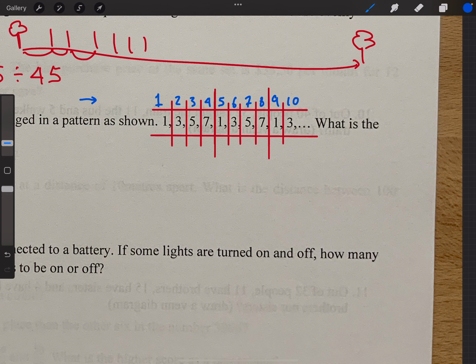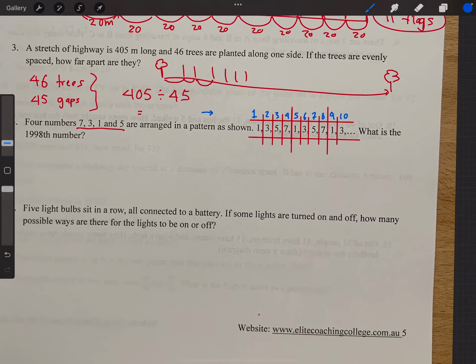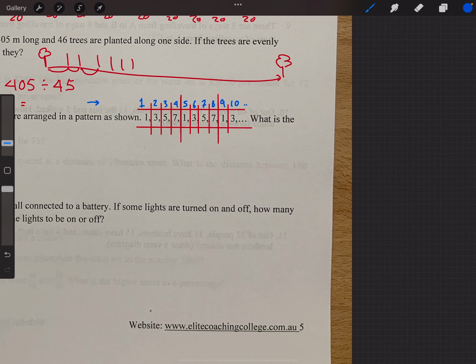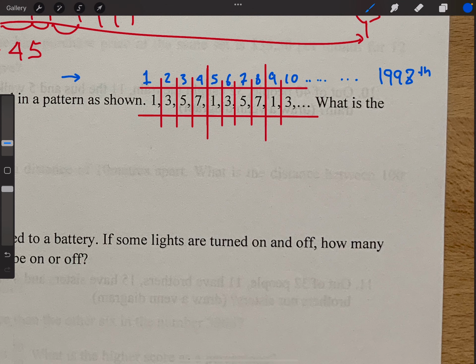The placement of the numbers. Is it the 10th number, the 11th number, and so on? Okay. Now what we're going to do is we want to know, if we keep on going like this, what the 1998th number is going to be. So what we have to do is find a pattern between the numbers here and the numbers here. We know that this pattern repeats every 4 numbers. 1, 3, 5, 7, then it starts again. 1, 3, 5, 7, 1, 3, 5, 7, and so on.